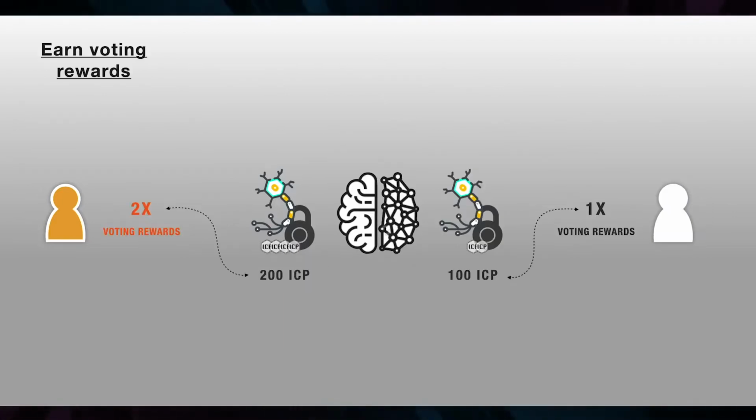When you create a neuron, its voting power, and the rewards you receive from the network nervous system when your neuron votes, start off by being proportional to the number of ICP tokens you locked inside. So for example, all things being equal, a neuron that locks up 200 tokens will have twice the voting power and receive twice the rewards for voting as a neuron that locks up 100 tokens.